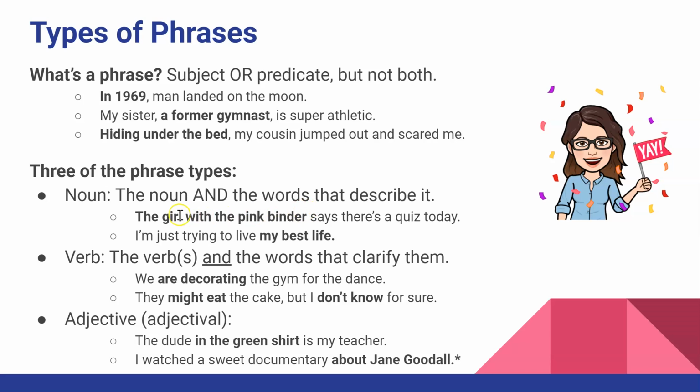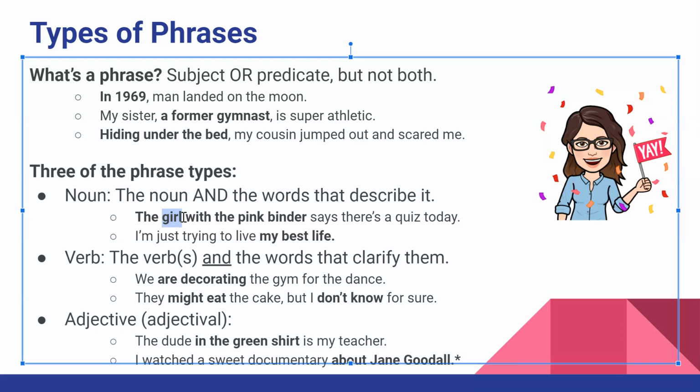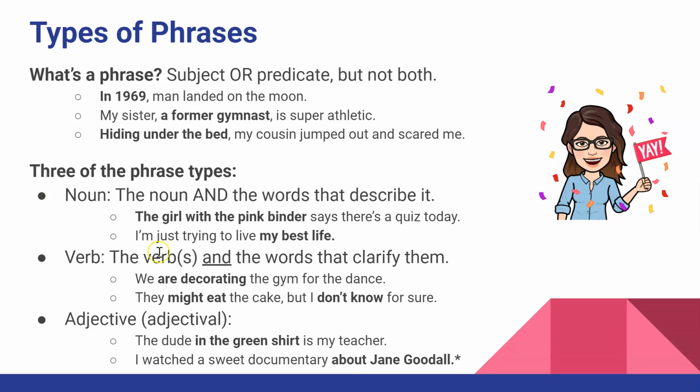This is my subject of the sentence. The girl is my main noun. All those other words are just articles and other parts of speech to describe the girl or the noun. And hey, look, there are no verbs in this noun phrase. Okay? I'm just trying to live my best life. Well, cool. My main noun is life. What kind of life? My best life. Noun phrase. No verbs involved.